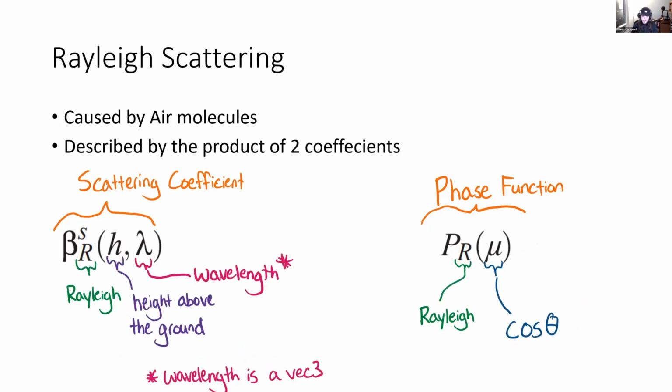And just to demonstrate how these are laid out, this is going to pop up a lot. Beta is the scattering coefficient, specifically beta superscript S for scattering. The R just implies Rayleigh, and the h is basically the height above the ground. So that's one of your inputs. It's basically your altitude within the atmosphere. And then it also takes in wavelength. So this is the actual light that's being scattered. Since we're doing computer graphics, this is just going to be represented as a vector, RGB, 3 different wavelengths.